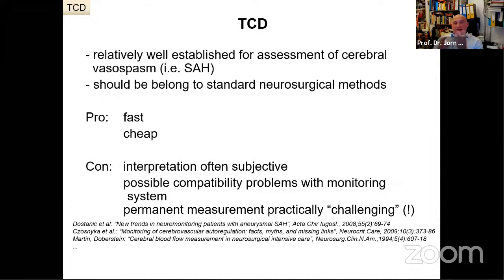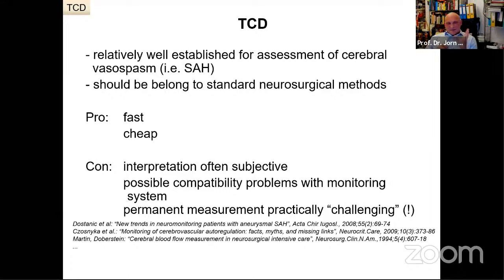Transcranial Doppler is well established for the assessment of cerebral vasospasm, can be included in multimodal monitoring, and should belong to standard neurosurgical methods. It is very fast and cheap to do this, and we use it especially in subarachnoid patients, of course, to monitor the development of vasospasm. And the contras are, it's a very subjective interpretation. Often you need to have a certain level of training to do this.